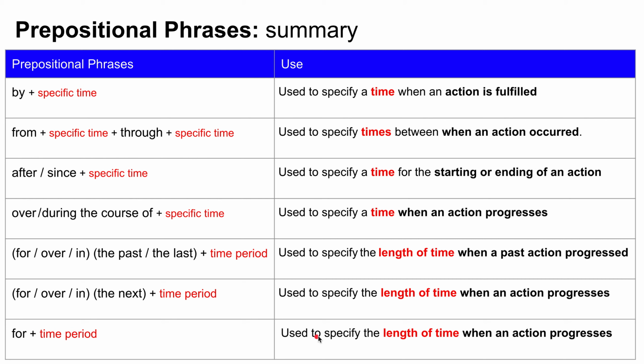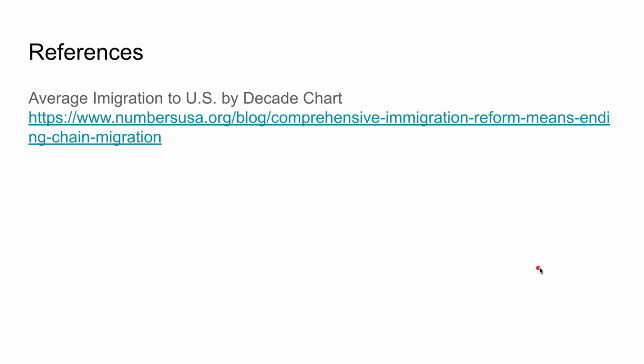The most important one to remember between the last three is that the last is used only for past actions. And this is my reference for that: the average immigration to the U.S. by decade chart.